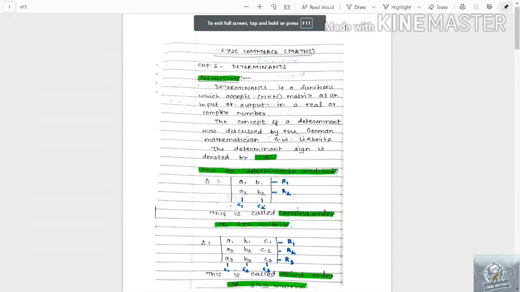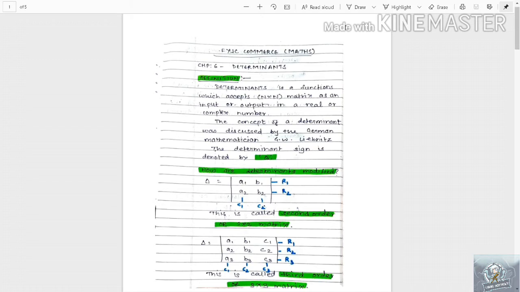Hello friends, today we are going to learn determinants, which is of FYGC Commerce Mathematics chapter number 6. Let's start. By seeing the word determinant, what first question comes in your mind? Yeah, what is determinant? Determinant is a function which accepts n into n matrix as an input and outputs a real or a complex number.